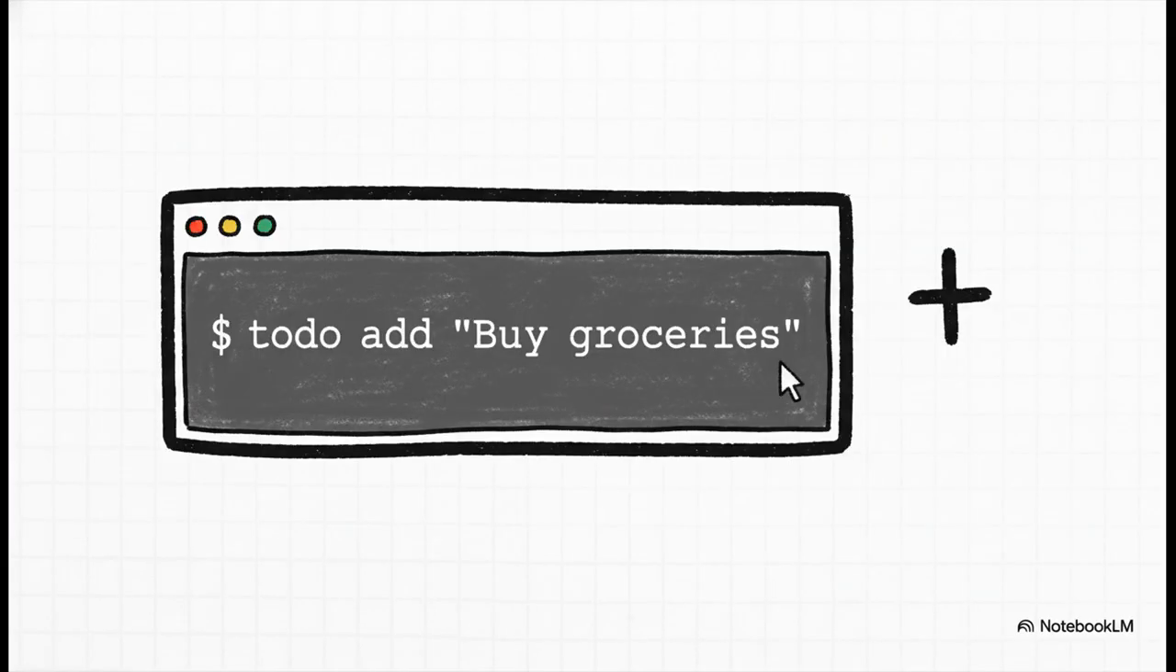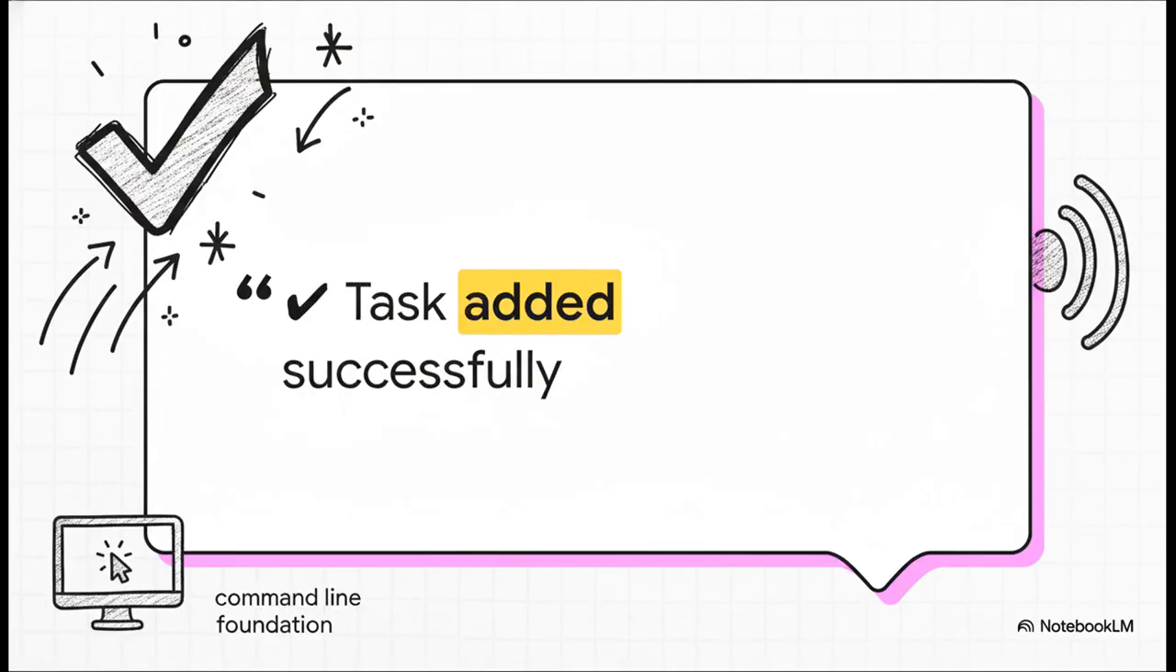So what does that look like? Well, to add a new task, you literally just type to-do add and then your task in quotes. It's so direct, it almost feels like you're having a conversation. And the feedback you get is just as clean. Bam, an immediate confirmation that it understood you and did what you asked. No loading spinners, no pop-ups, just a simple, clear response.